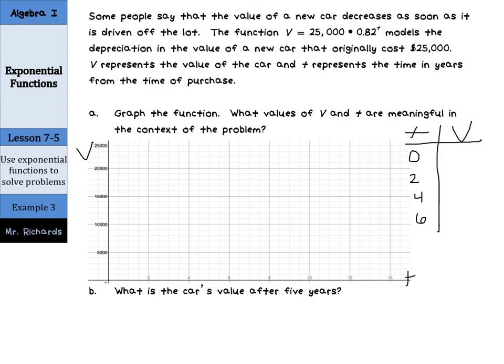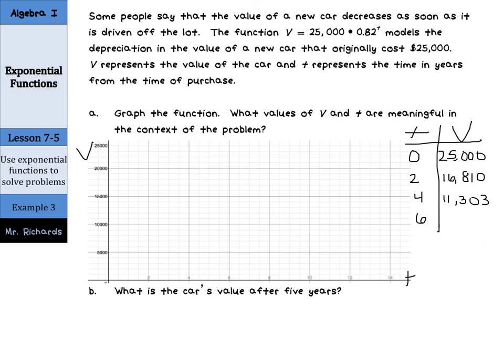When you put 0 in for t, well, anything to the 0 power is 1, so 25,000 times 1 is 25,000, which makes sense. When you put 2 in, 82/100 squared is 6,724 10,000ths, 0.6724, times 25,000 is 16,810. When you put 4 in for t, 4 years, then multiply by 25,000, we get about $11,303, and technically 4 4/10 of a cent, but we'll just leave it there.